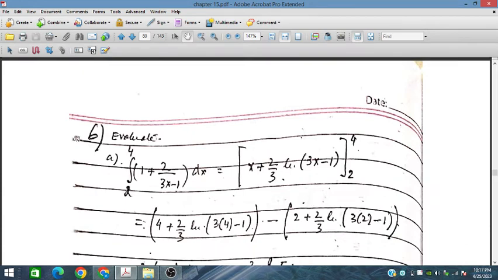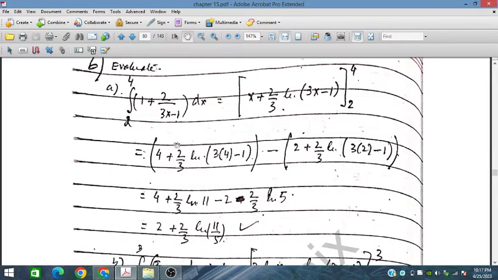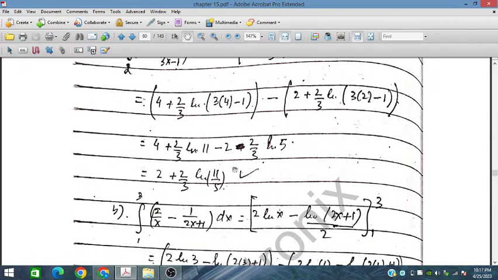Now solve this question number 6. The limits are 0 to 4, of (1 plus 2 over (3x minus 1)) dx. On solving, this is the integral of dx, and this is the other part. On solution of this integral, we have obtained this result, with limits 0 to 4, and on substituting, we have obtained this result, and on simplification, we have obtained this.